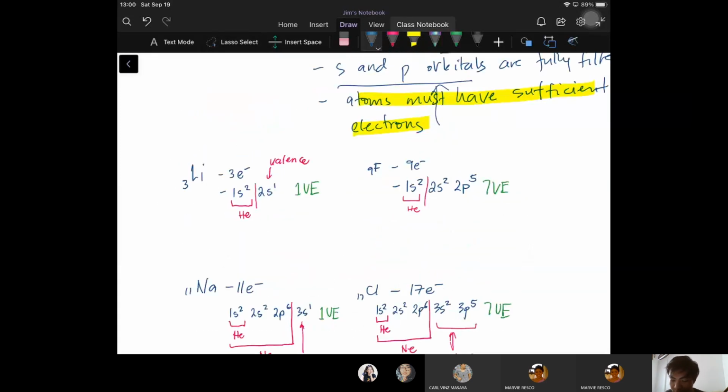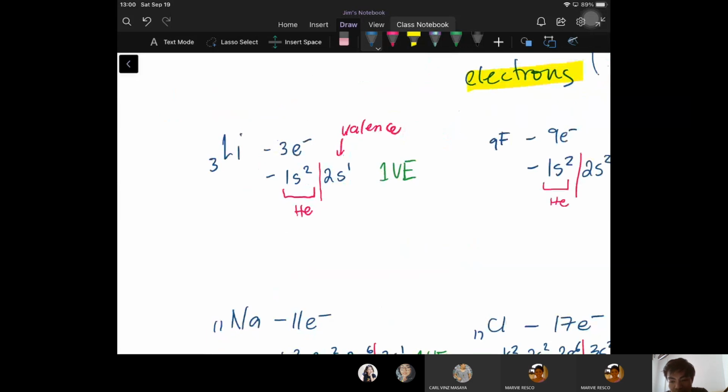Okay, so tingin tayo kay lithium, no? I will rewrite the electron configuration. Helium 2s1. So ganyan yung condensed form, no? Ito yung mga nasa periodic table nyo. Ito yung inner configuration. This is the valence electron, 2s1. Okay, so ito yung pag-isipan natin kay lithium.